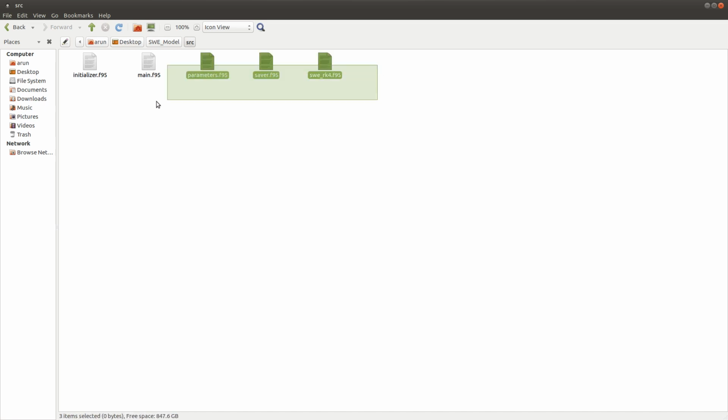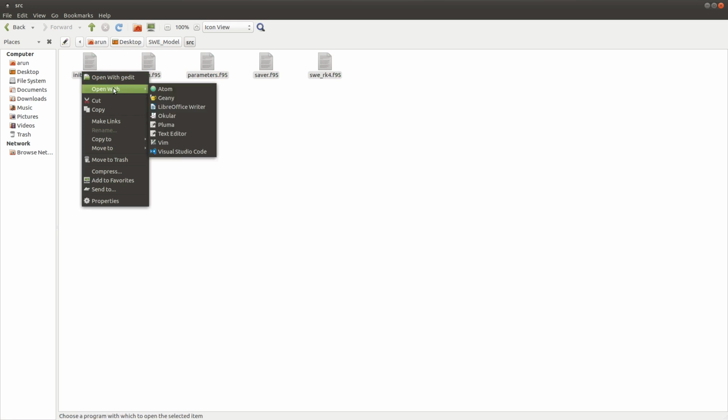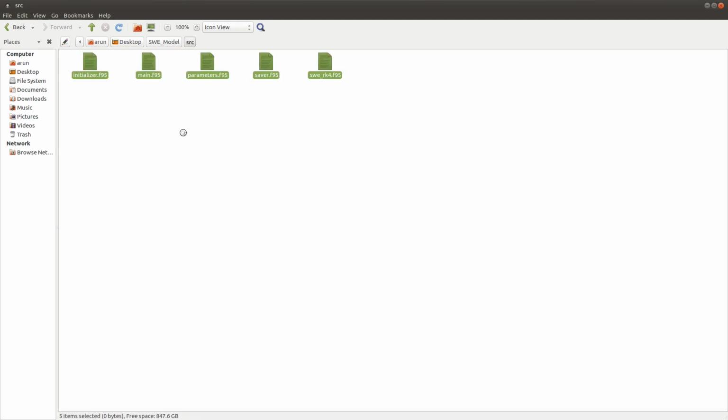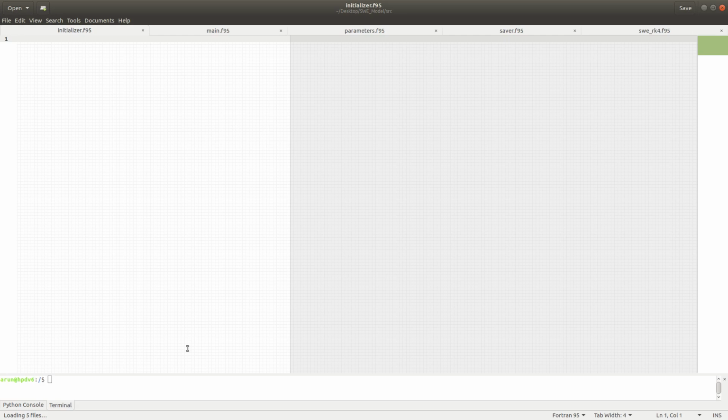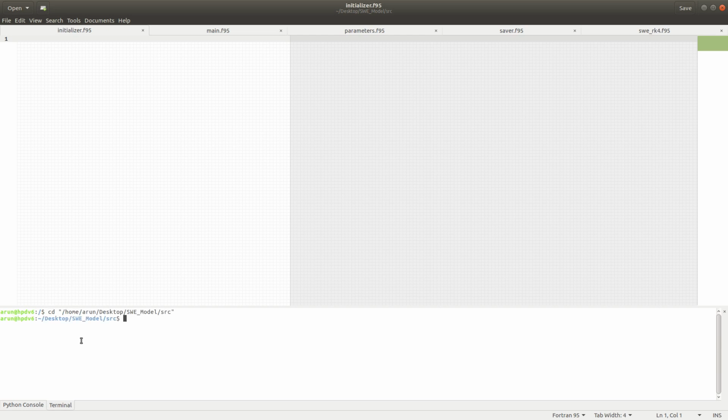Okay, so let's open up all these files. I'm going to use gedit as my text editor. You can use any editor of your choice, it doesn't matter. Alright, so let's get started with it.